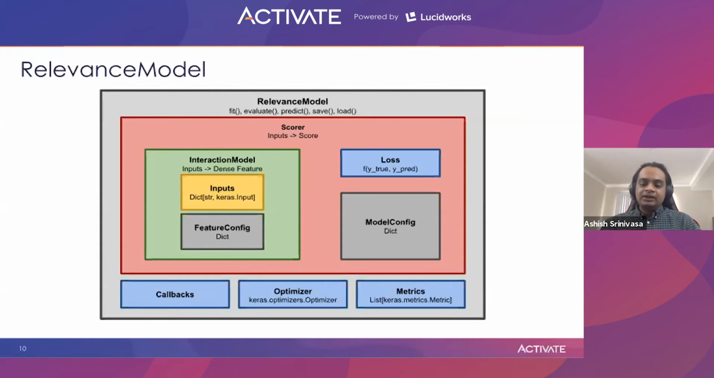Now, once you have defined a relevance model, trained it, and evaluated it, you want to save it and ship it to production, where it will be used to run inference. So now let's see how you save these models and serve them.